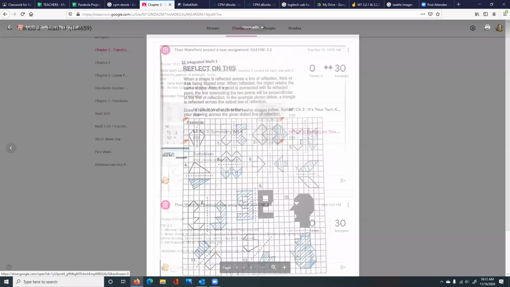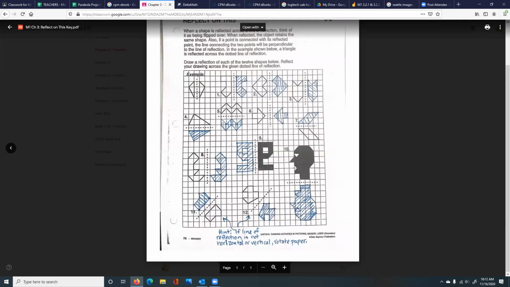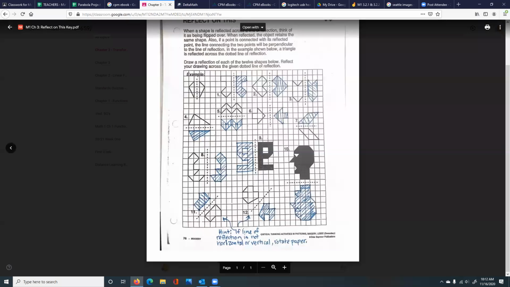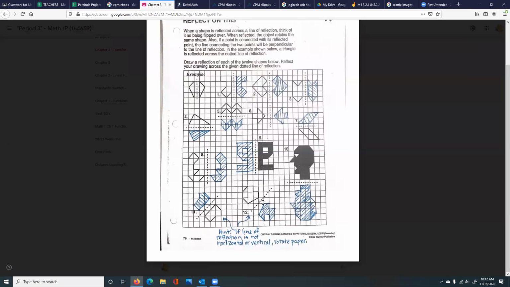The other worksheet, reflect on this. These are all the reflections across the lines. These 2 lines were diagonal, and the hint says, if the line of reflection is not horizontal or vertical, rotate your paper. So if you turn your paper 180 degrees, you can see that it's going to be over here. If you turn your paper 180 degrees, it's going to be over there.